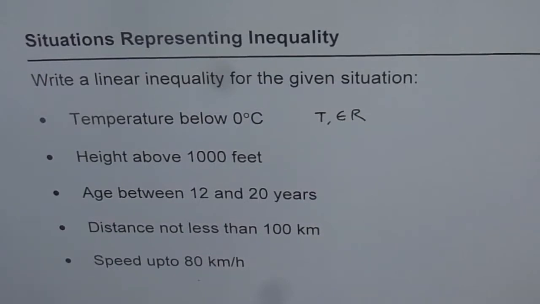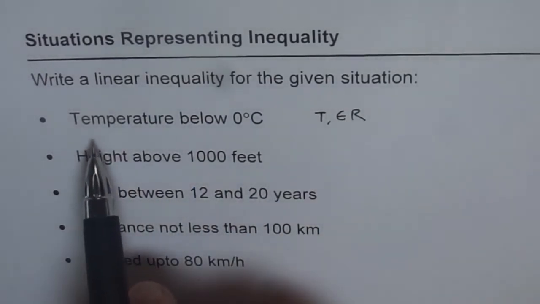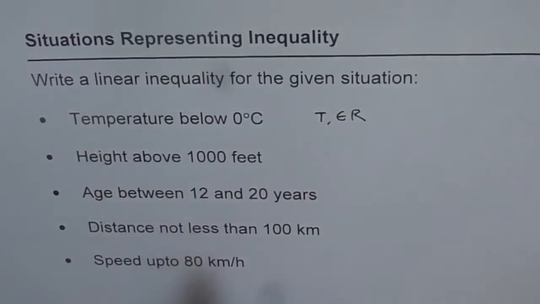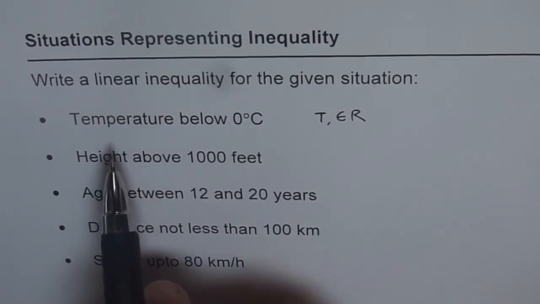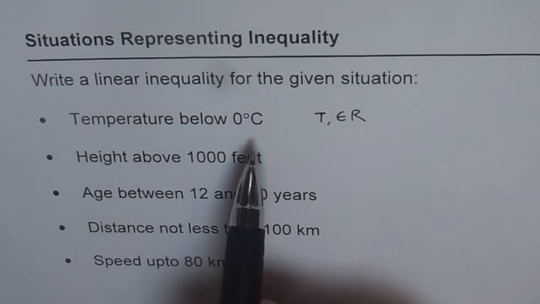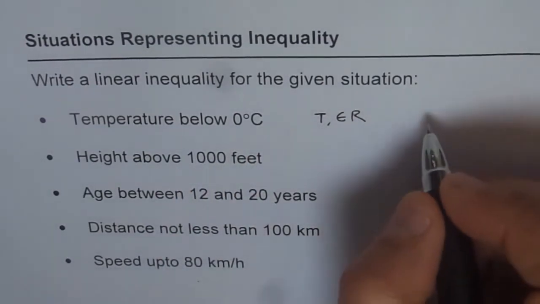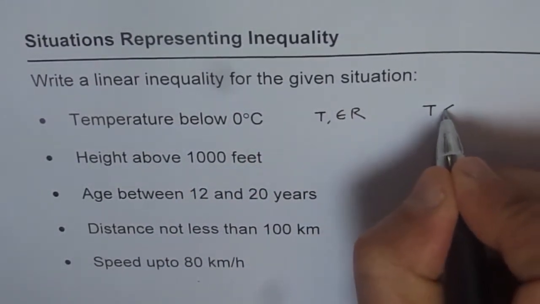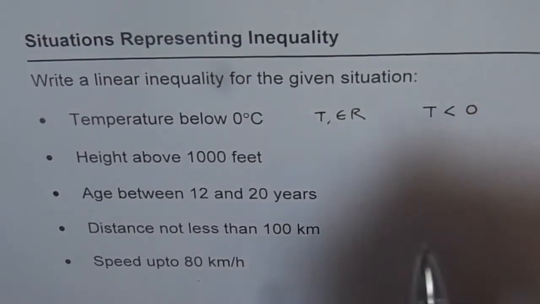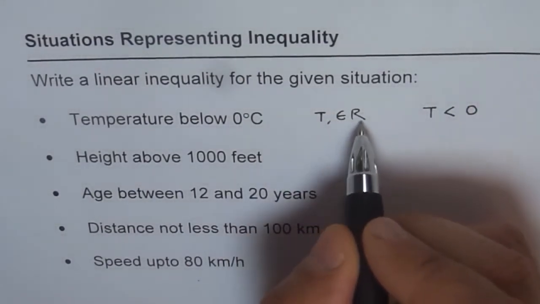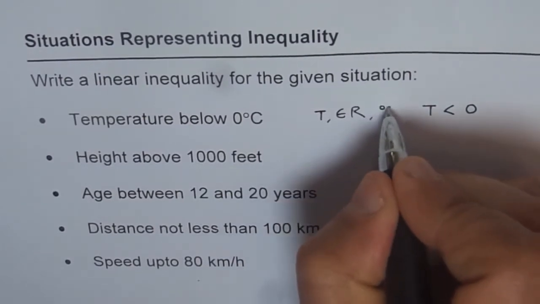of inequality, and it is very clear here, temperature below 0 degrees, right? So in inequalities, you will see we are not using equal to sign. We are using signs which are greater than, less than, or combination of greater than, equal to, and less than equal to. Here, temperature below 0 degrees. That means 0 is not included. So we say T is less than 0, right? And here we are defining temperature belongs to real number, and it is measured in degrees centigrade, right?